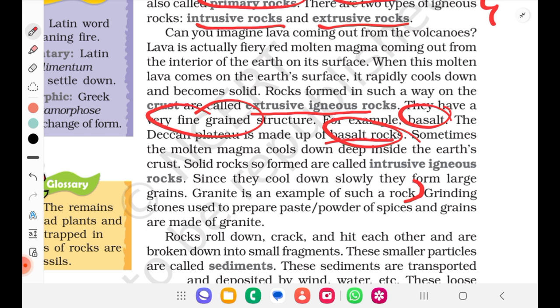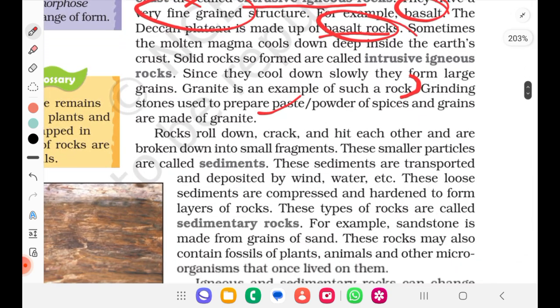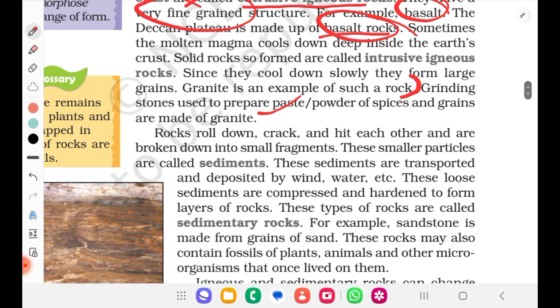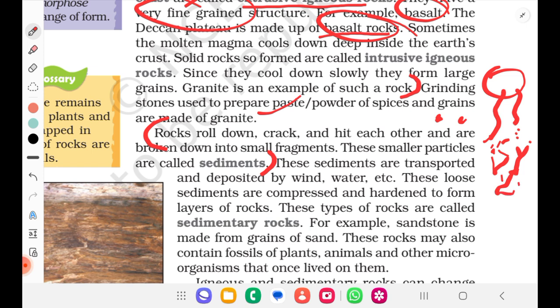We know granite is used in kitchens and all, right? Why? Because of the durability. Exactly. Grinding stones used to prepare paste and powder of spices and grains are made of granite. We know this, right? Rocks roll down, crack and hit each other and are broken down into small fragments. These smaller particles are called sediments. So what are sediments? If it is a rock, something is eroded and broken, hits each other and becomes small pieces, then it is called sediments.